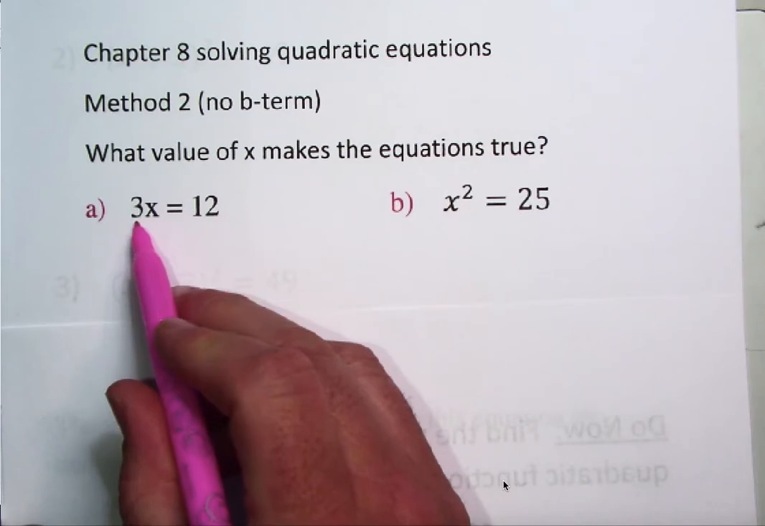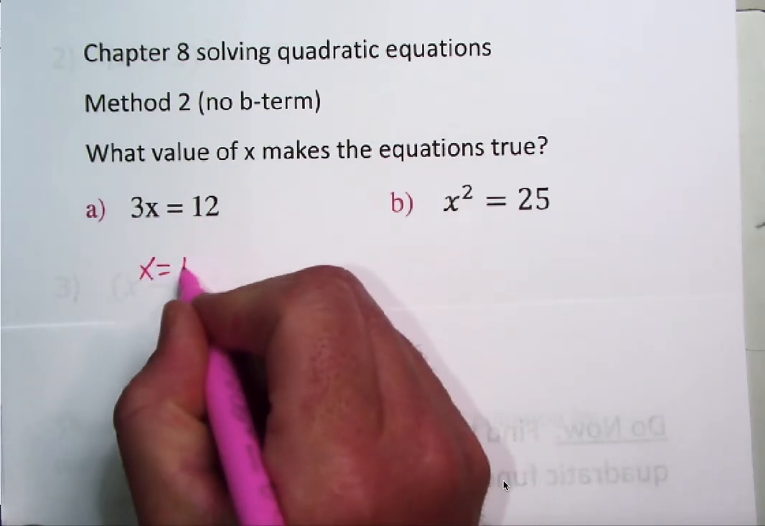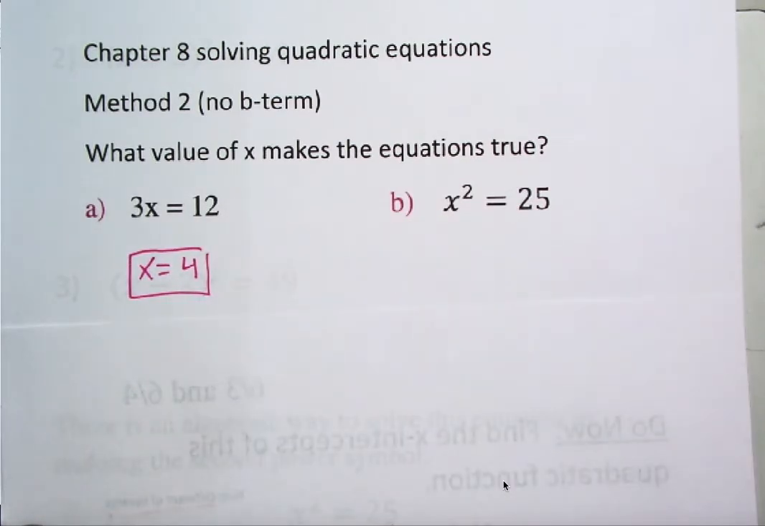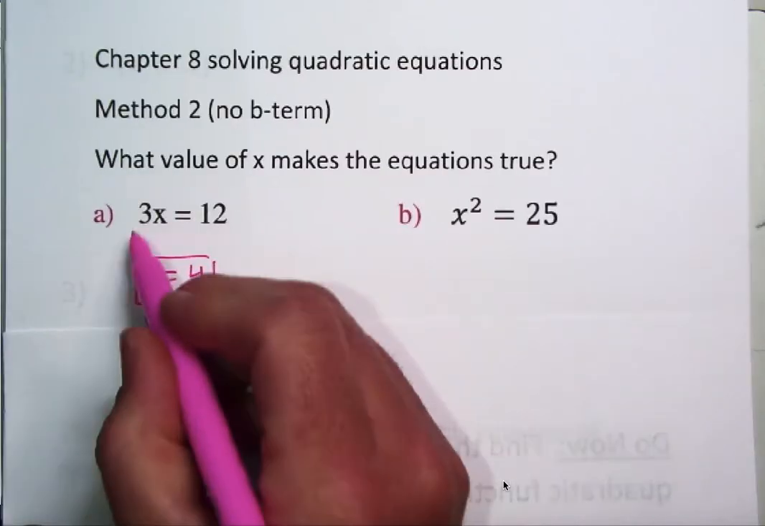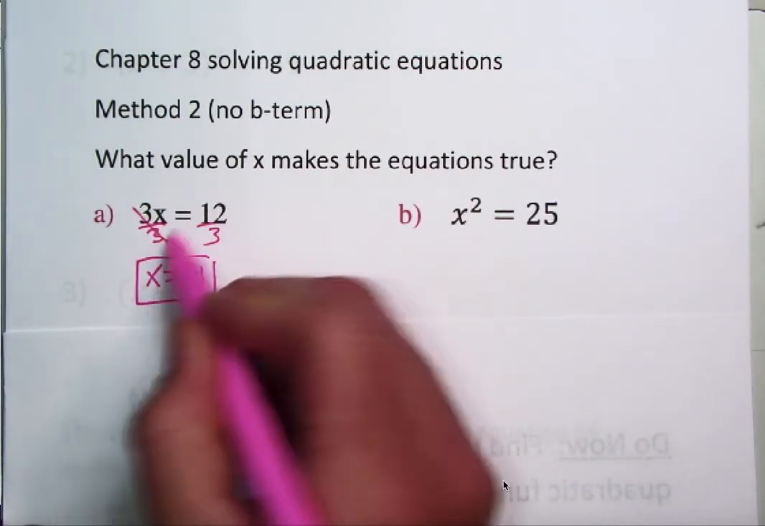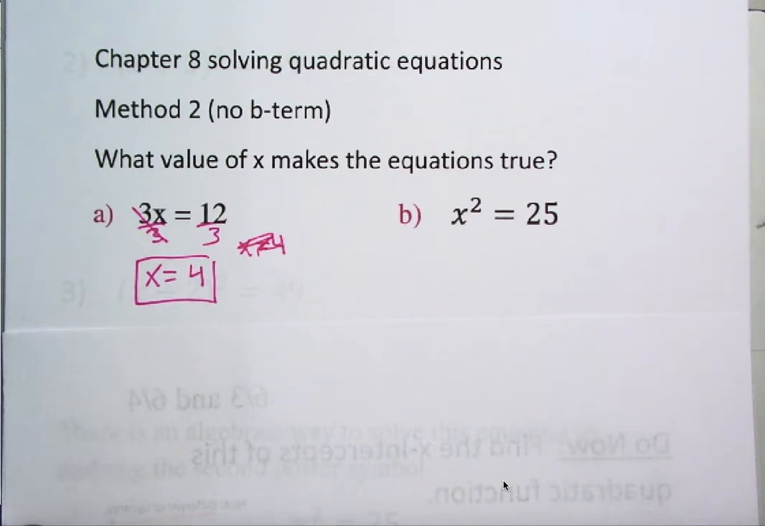Okay. We need to know 3 times what equals 12, and without doing really any work, we can find that x equals 4. 3 times 4 is 12. If we wanted to do it algebraically, we might divide both sides by 3. And you get x equals 4. So either way, we get x equals 4.